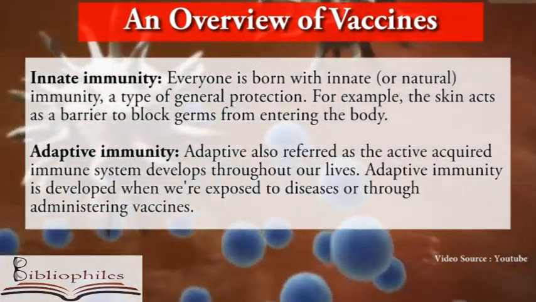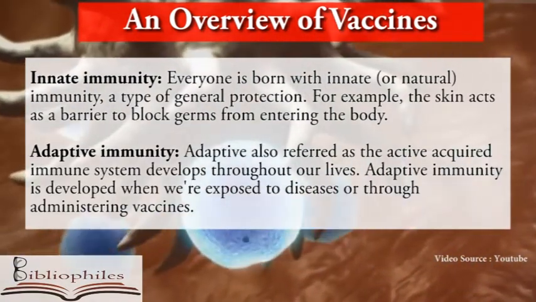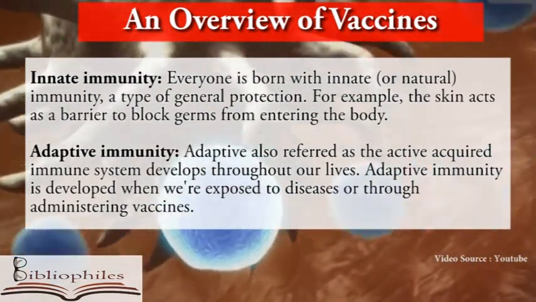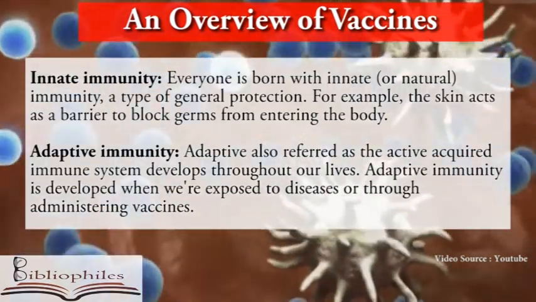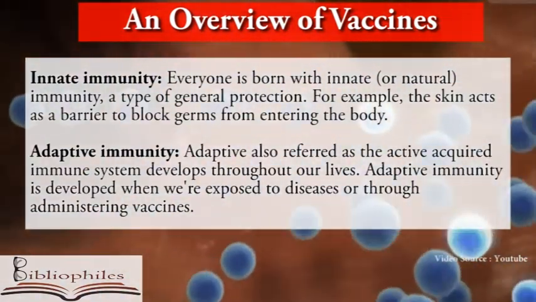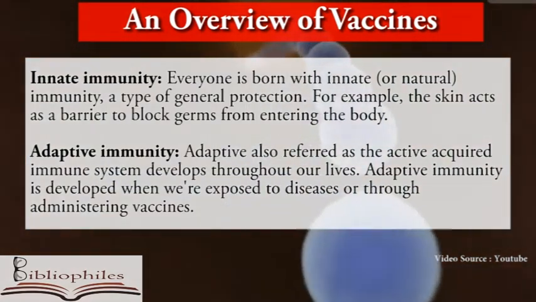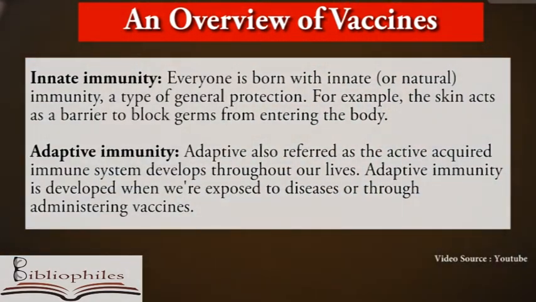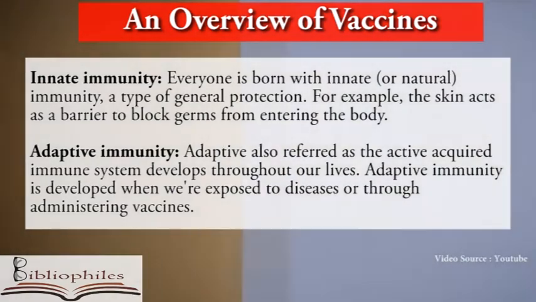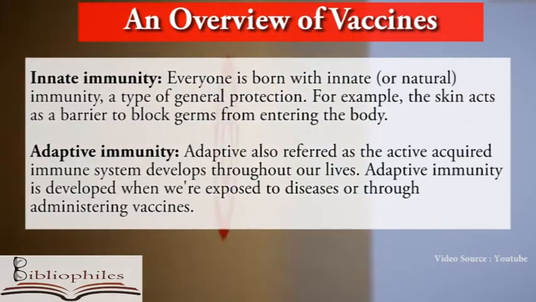And then the adaptive immunity, which is also referred to as the active acquired immune system, develops throughout our lives. We develop adaptive immunity or acquired immunity when we are exposed to diseases or when we are immunized against them with vaccines. So having discussed these key terms, let's now understand what is a vaccine.